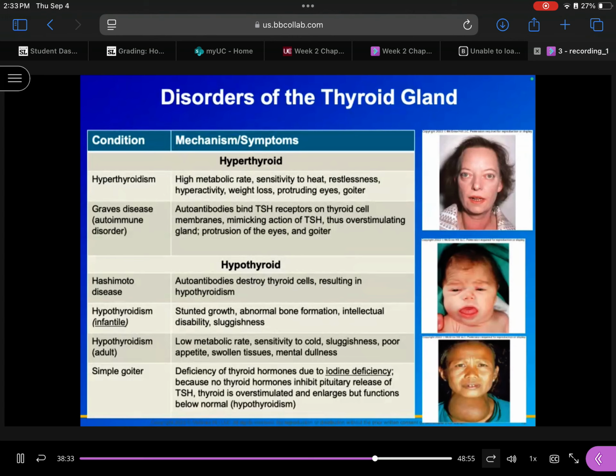I had students when I was in Florida, actually a couple of them where their mother had this. It is more common in females than it is in males.